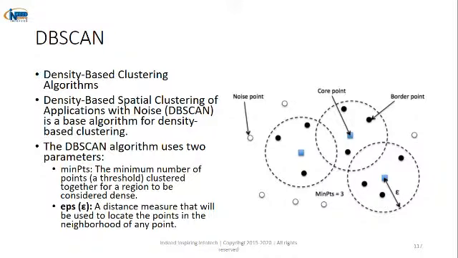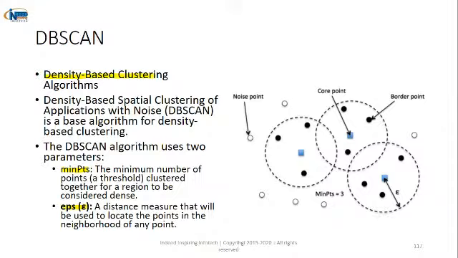Then we have the DBSCAN algorithm. DBSCAN is a density based clustering algorithm. How does this work? It has two main parameters, and it has some relation with density. One is called minPts, that is minimum points. Another is called EPS, that is epsilon.